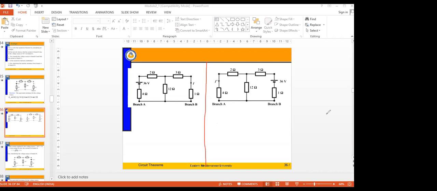Now, what the reciprocity means is that ultimately what has to be done is to find the value of current here. By some methods which you learned, nodal analysis or mesh analysis, we can get the value.